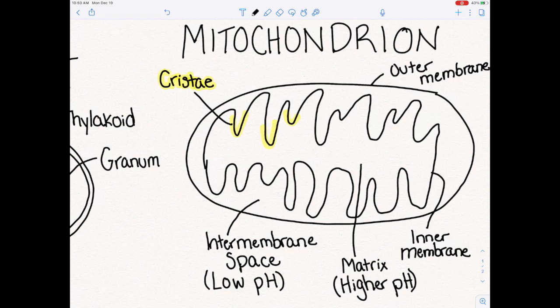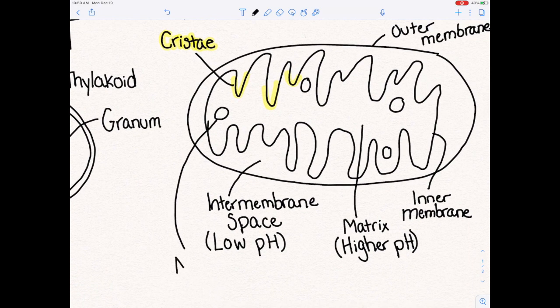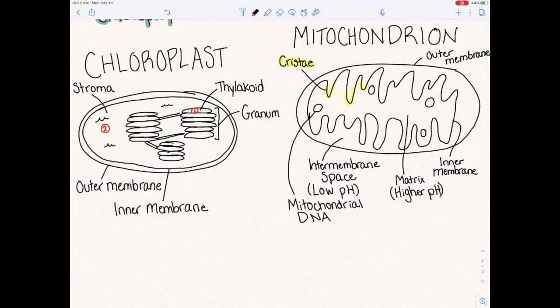Inside of the matrix, there is DNA. This DNA is not the same as the DNA in the nucleus. So we call these mitochondrial DNA. And what's so fascinating about this is, unlike the DNA found in the nucleus, these pieces of DNA are passed directly from the mother. I'm going to zoom out for a bit so you can see some similarities and differences between the chloroplast and the mitochondrion.